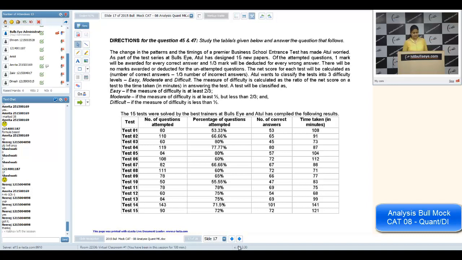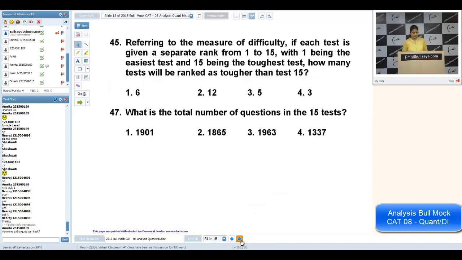Since I'm getting no response, I think Amrita is typing something. Okay, I'm leaving this. Amrita, you just wait. Let me complete this session.